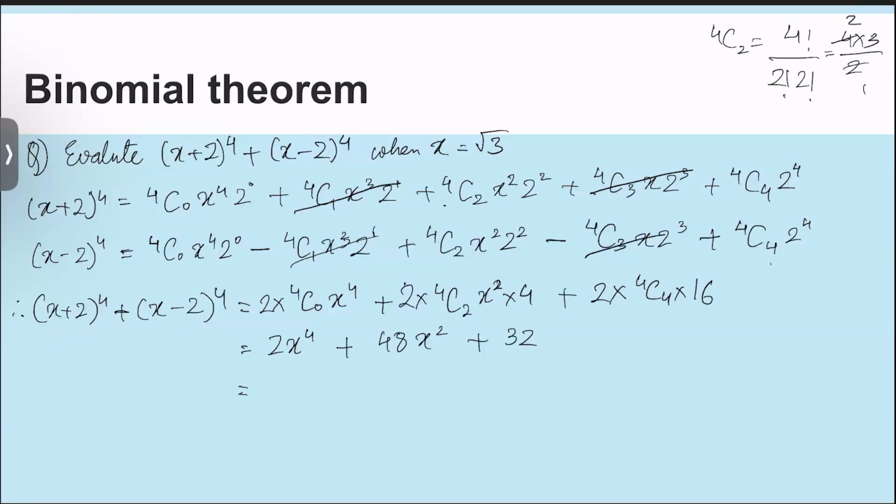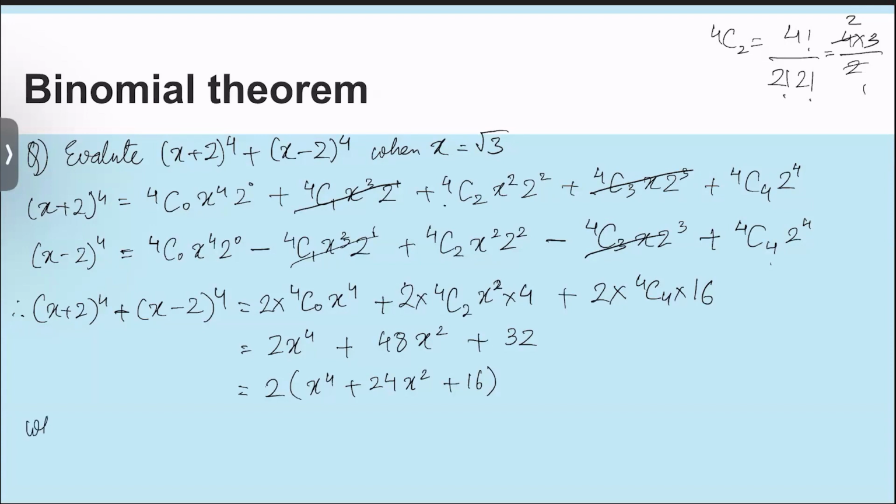So this is what you get. If you take 2 out, this would be x^4 plus 24x^2 plus 16. Okay, so this is what you get. Now we are asking what would be the value if your x is taken as root 3?